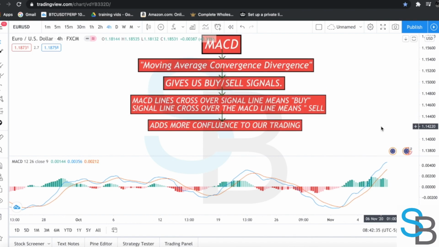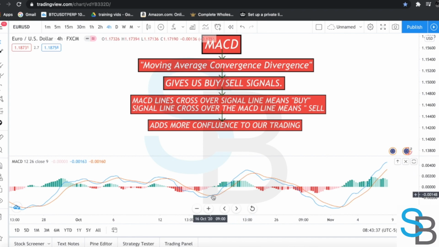Now the MACD indicator has two lines, the MACD line and the signal line. This is the standard color of the indicator. Later on we can customize it. Whenever you apply the MACD indicator, you will have this type of colors. This blue line is the MACD line and this line is the signal line. When the MACD line crosses over the signal line, it gives us the buying indication, and whenever the signal line crosses over the MACD line, it means sell.